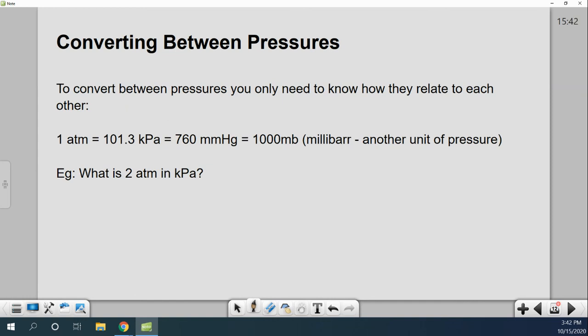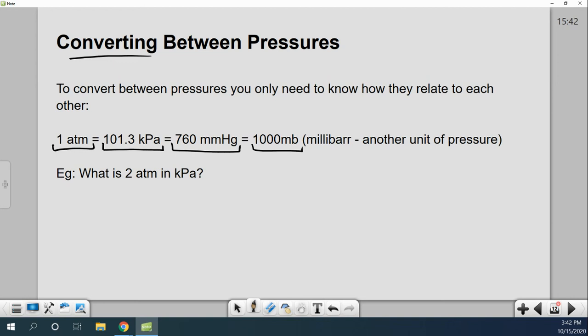And if you can measure in multiple ways, of course, you need to be able to convert between pressures. And so to convert between pressures, you just need to know how they relate. 1 atmosphere is 760 millimeters of mercury. We knew that already. It is also equal to 101.3 kilopascals, kPa, or 1,000 millibar, which is another unit of pressure, which we didn't really talk about the history of, but it's not as common. But it's around. Just be aware. There's things called bar. You can convert it. 1,000 millibar is an atmosphere.